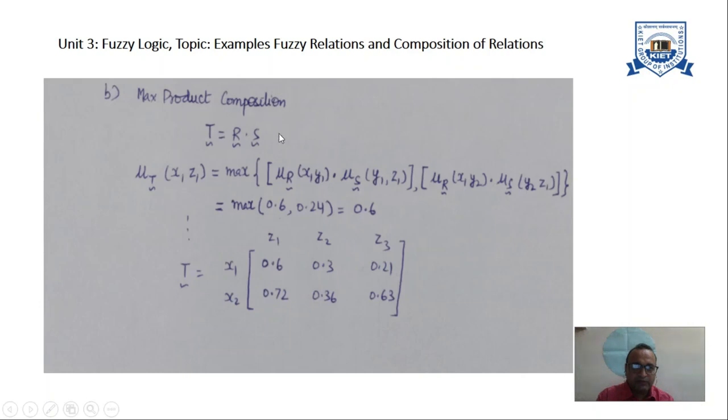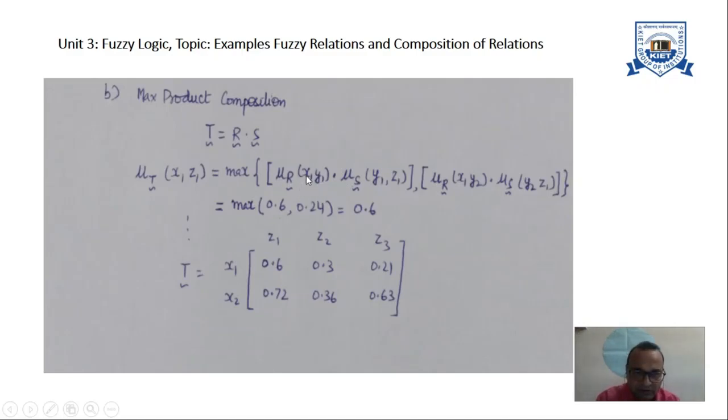So what we are doing, we are finding the max product rule. Here the max product rule says that we will do the multiplication of the membership values of the intermediary path of one route, and we will do the multiplication of the membership values of the intermediary path of the other route. So out of these values, we will choose the maximum value.